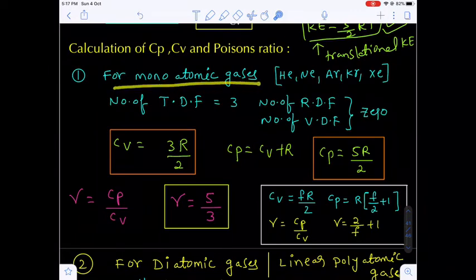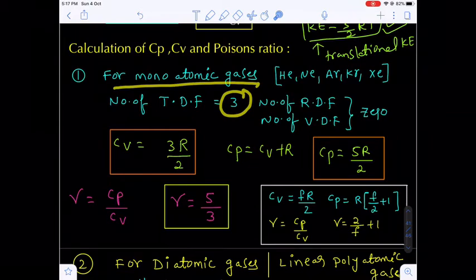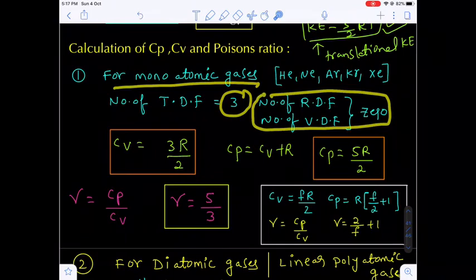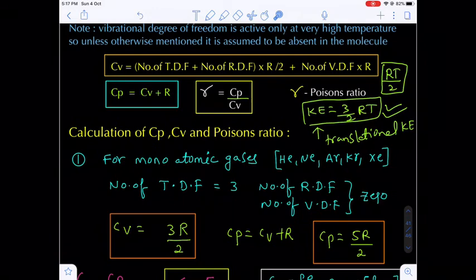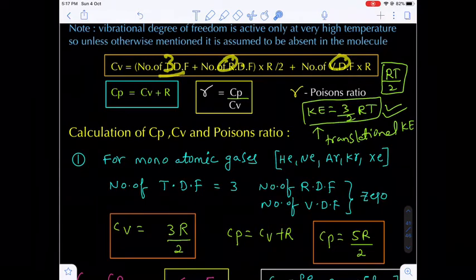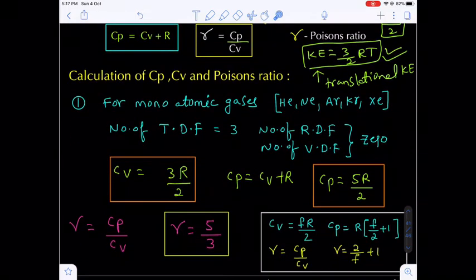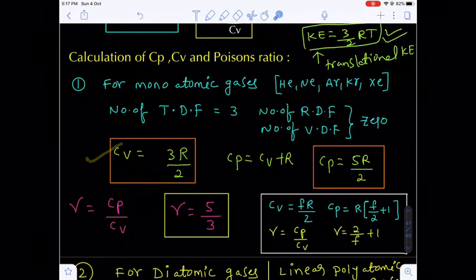Let's suppose I have a monoatomic gas. As I told you, only translational degrees of freedom will be present, no rotational and no vibrational. So the number of rotational and vibrational degrees of freedom will be 0. Put the values here: you have only 3, and the others are 0. You will get 3 into R by 2, that is 3R by 2. Once Cv is 3R by 2, what is Cp?